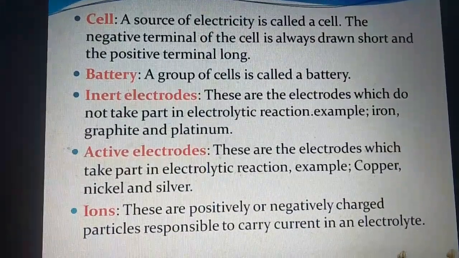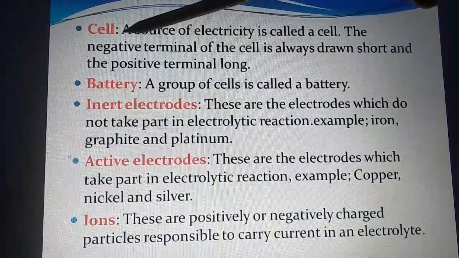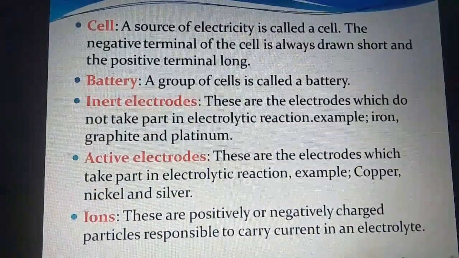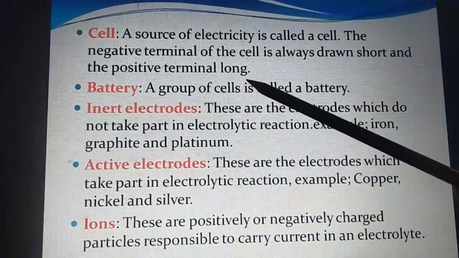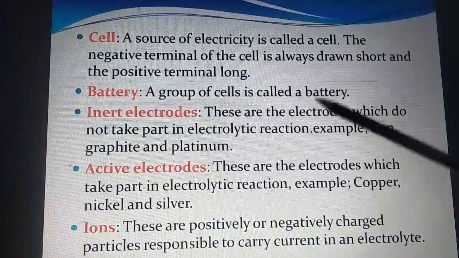Cell. A source of electricity is called a cell. The negative terminal of the cell is always drawn short and the positive terminal is long. Battery. A group of cells is called a battery.